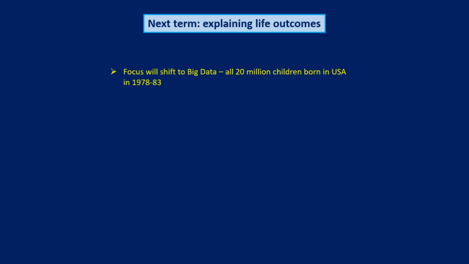Next term, we'll shift our focus from what I would call little data, using a database of only 30 riders, to what I would call big data, using a database of all Americans born between 1978 and 1983, numbering more than 20 million. Instead of using our data science tools to explain performance in last summer's bike rally, we'll use them to explain the incomes of these children 35 years later, between 2013 and 2018.